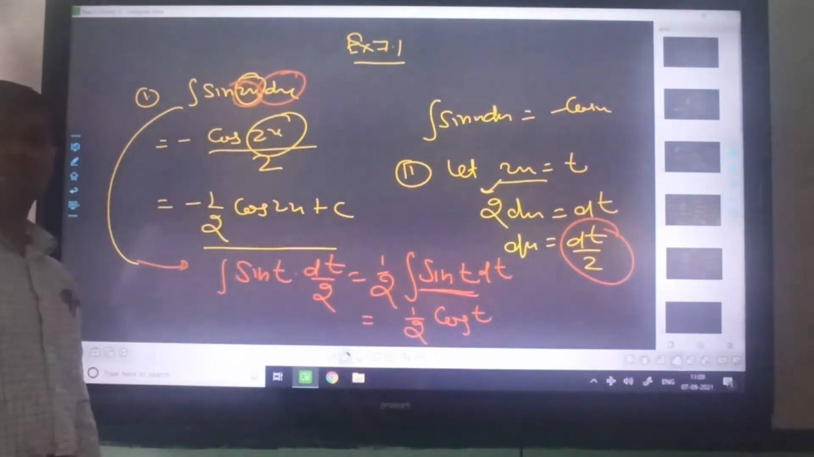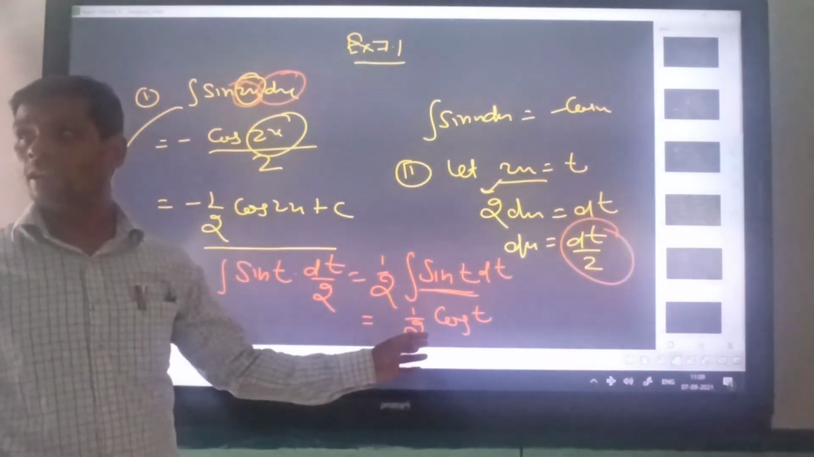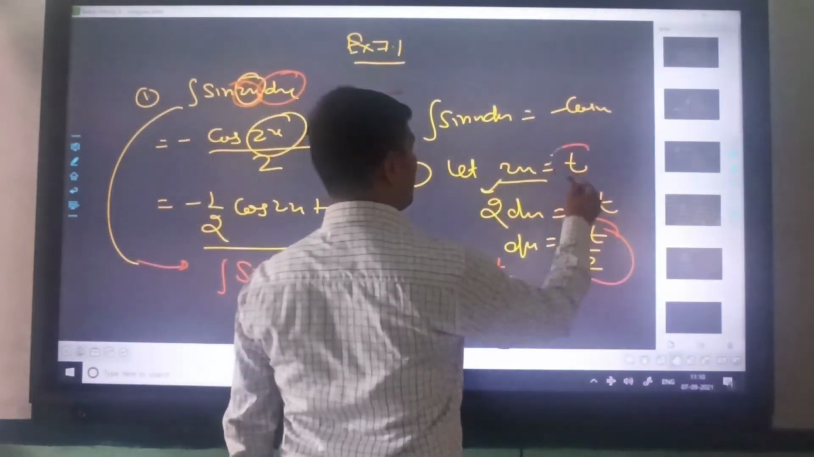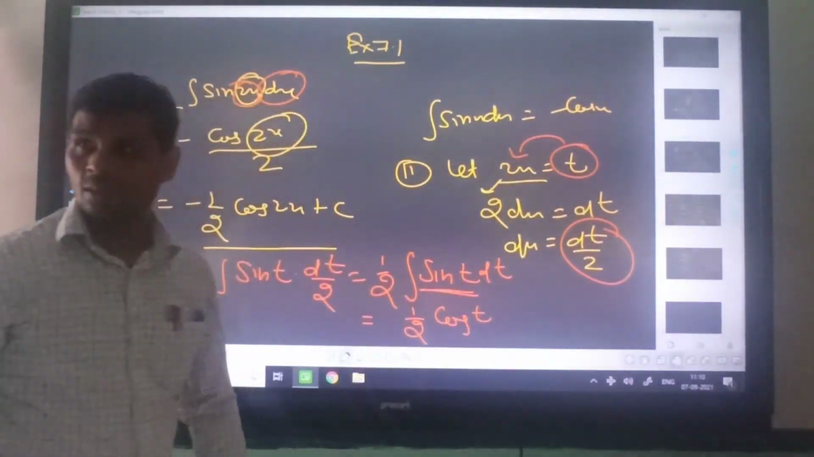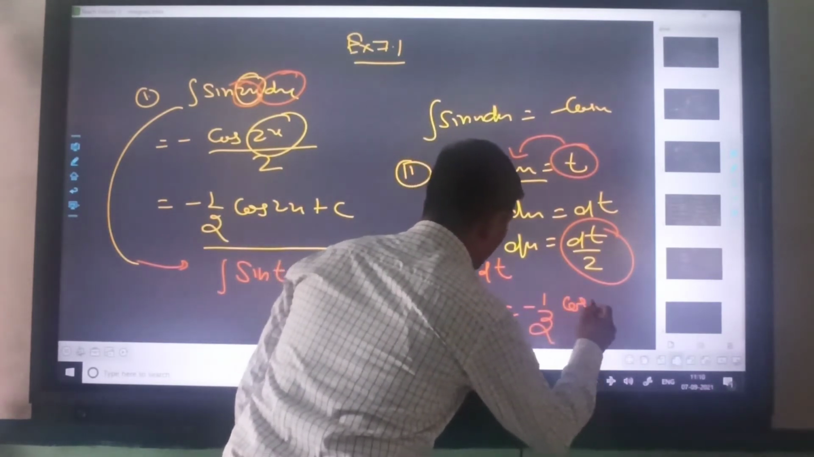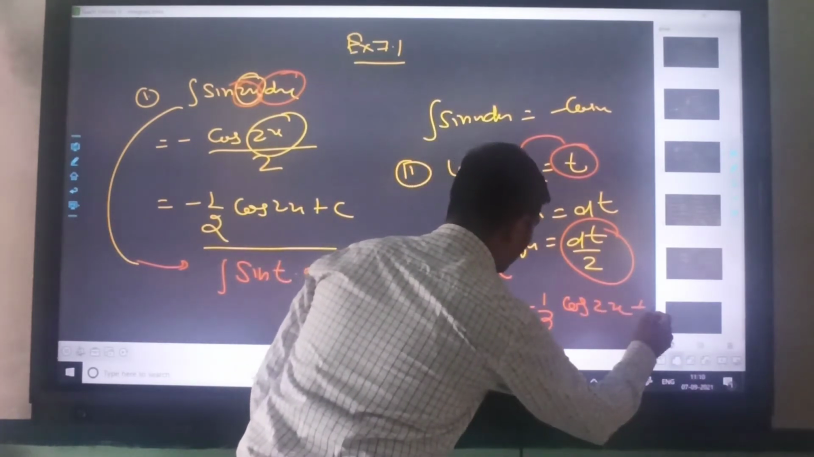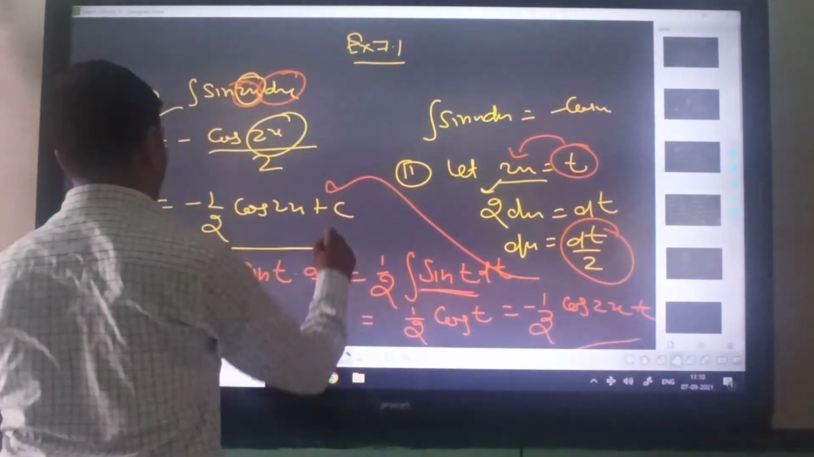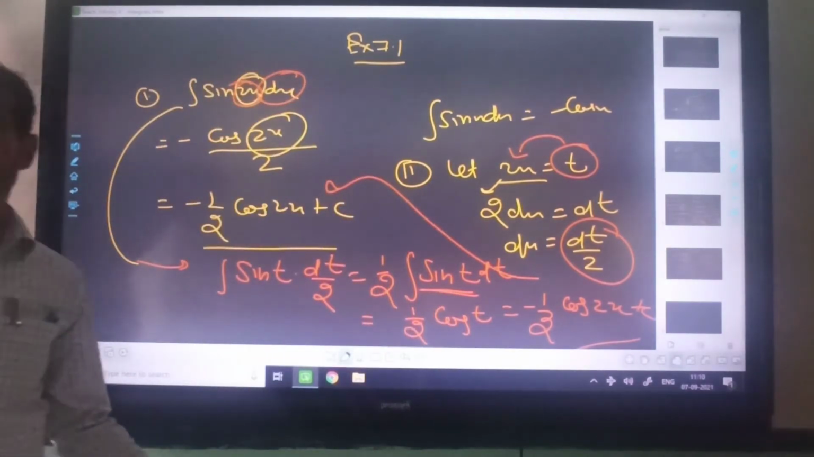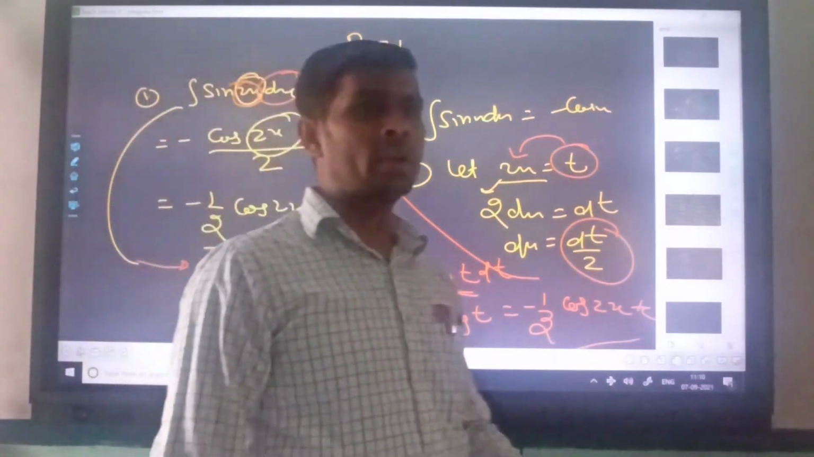So this gives us minus 1 upon 2 cos t. But you know very well we have borrowed t. Actually the question was in x, not in t. So we have considered t. What is t? t is 2x. So you should put here minus 1 upon 2 cos 2x plus c. Now you can tell me the answer. This is the exact process of how we can solve this question.